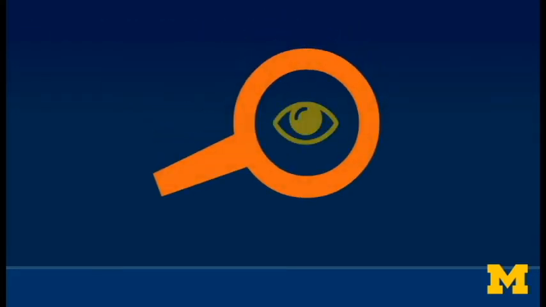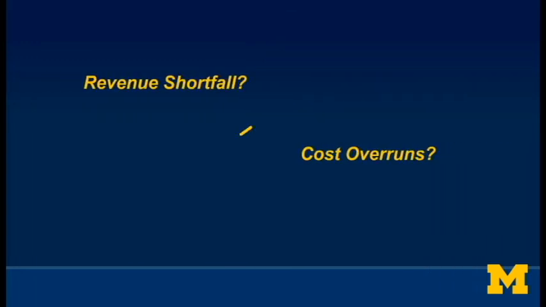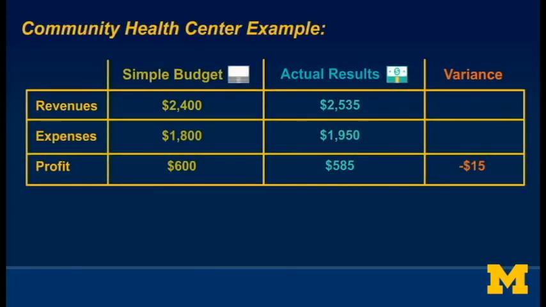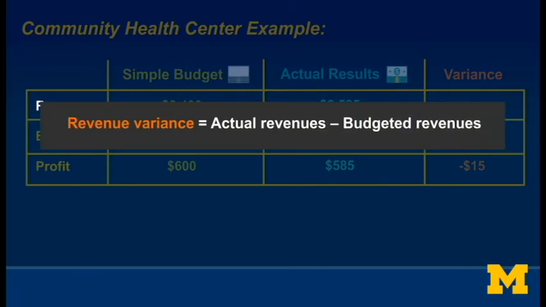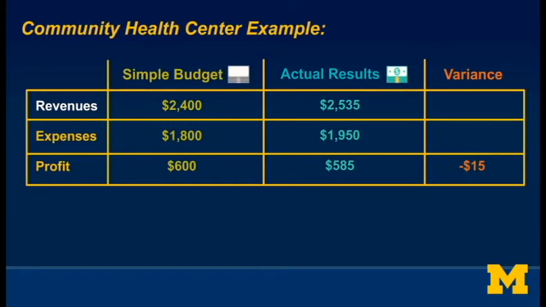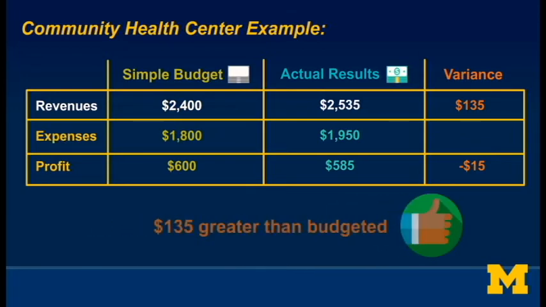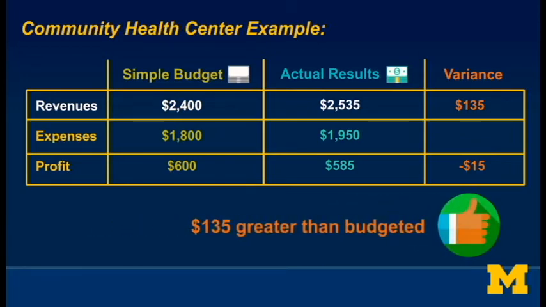Let's conduct additional analysis to determine what caused this lower than expected profit. Was the cause a revenue shortfall, cost overruns, or both? Let's take a closer look at the revenue side. The revenue variance is defined as the difference between actual revenues and budgeted revenues. In this example, $2,535 minus $2,400 equals $135. This means that the center's revenues were $135 greater than budgeted.